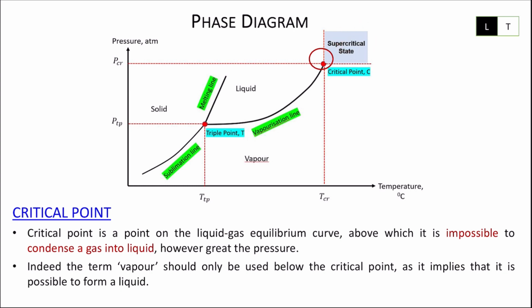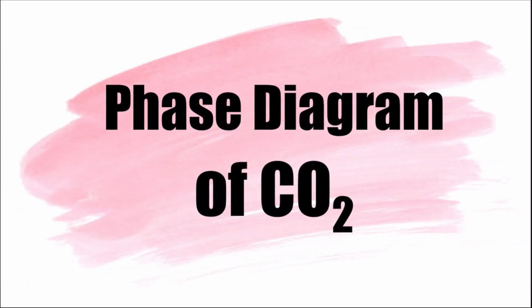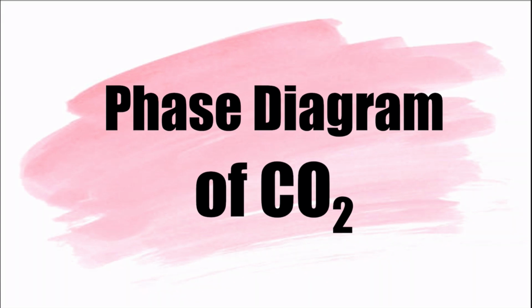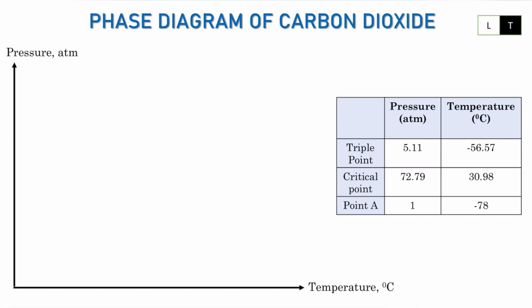Saya harap awak sudah faham macam mana kita nak draw the phase diagram dan juga how to identify the lines and triple point with critical point in your phase diagram. Mari kita belajar cara untuk lukis phase diagram dengan lebih spesifik menggunakan CO2. So I have the data here. This is my data. So how am I going to draw my phase diagram for carbon dioxide?